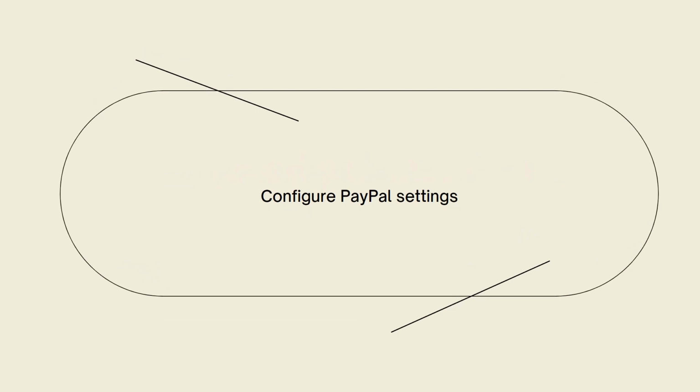Okay, so now configure the PayPal settings. In the WordPress admin dashboard, navigate to WooCommerce, then click on Settings, and then under Settings, click on the Payments tab. Now you should see PayPal listed as an option. Click on it to configure the PayPal settings.